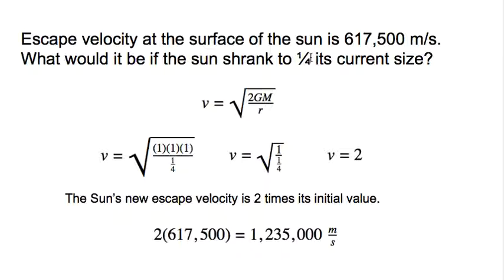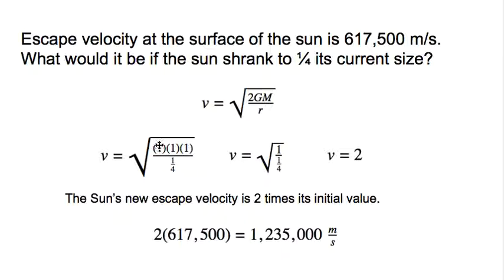Anytime I'm using a proportional change, I'm going to solve it using proportionality. I could look up the radius of the sun and divide, but I don't have that here. So instead, remember, I ask: what am I looking for? I'm looking for the escape velocity, so I'm going to leave this as a v. Now I'm going to change the radius to 1/4, because it's 1/4 of what it was.